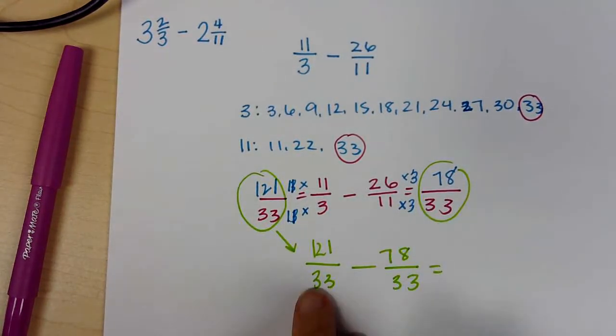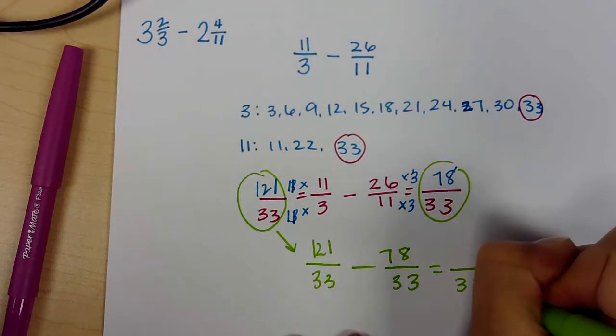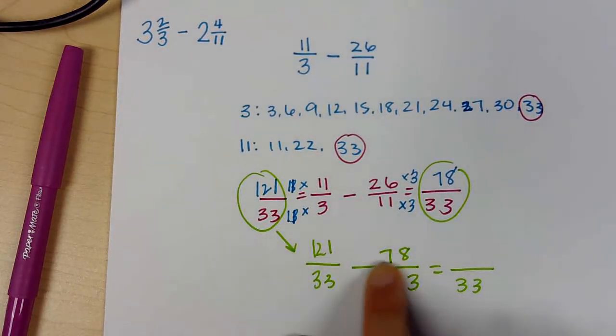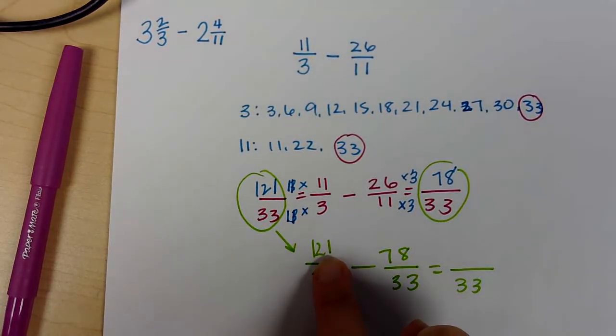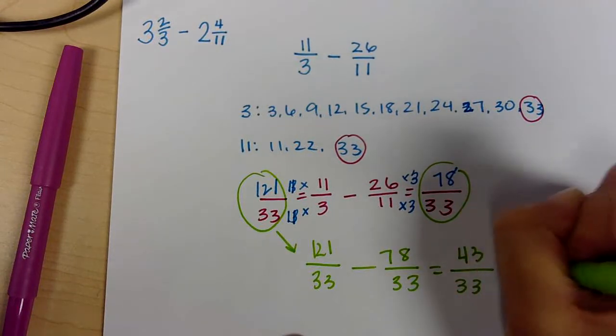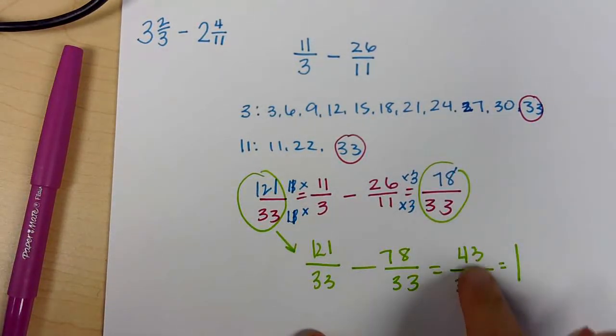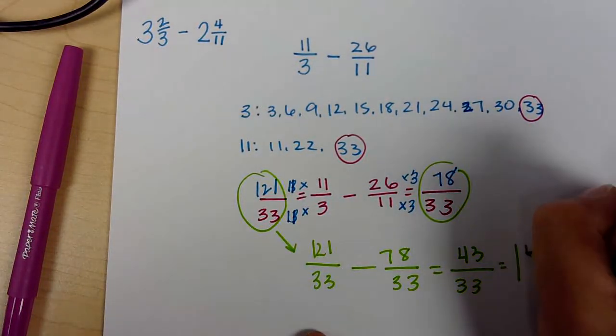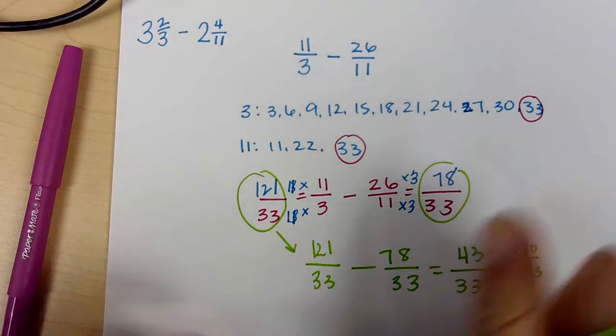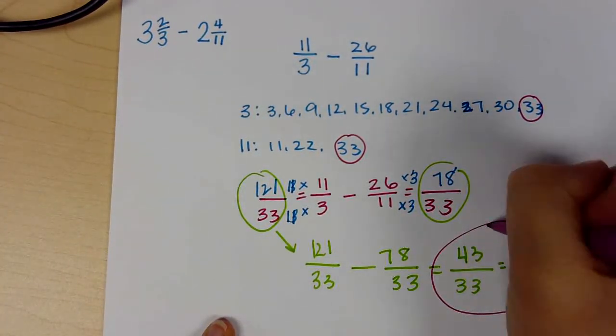Again, my denominators stay the same. And then I take the difference between my two numerators, which is 43. I can rewrite that. 33 goes into 43 one time with 10 left over, and the denominator stays the same.